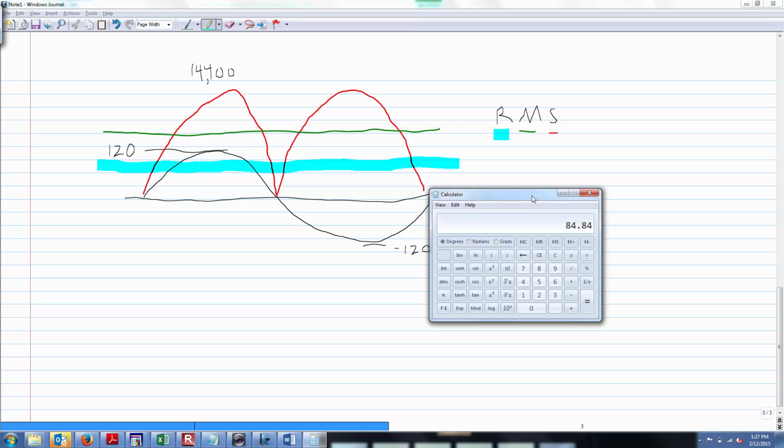And then the next one is average AC value, which means the instantaneous values averaged over half. So again, this red line here is squaring all of the instantaneous values.